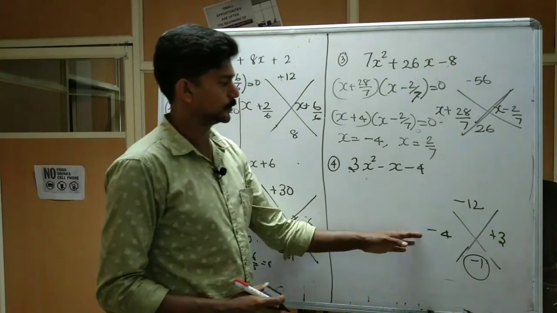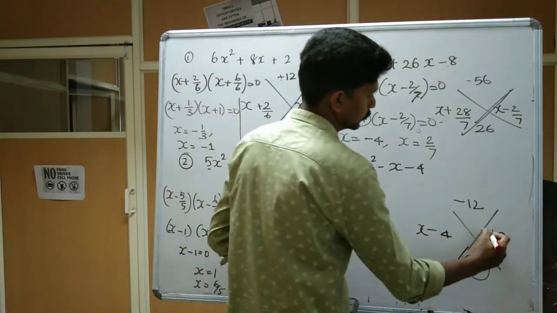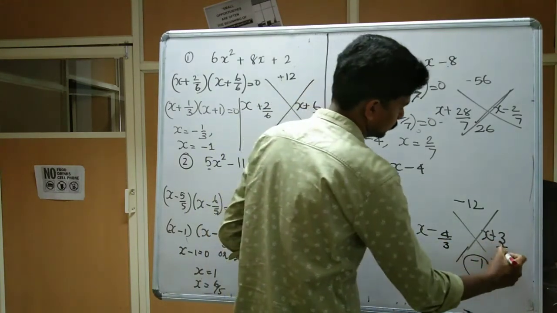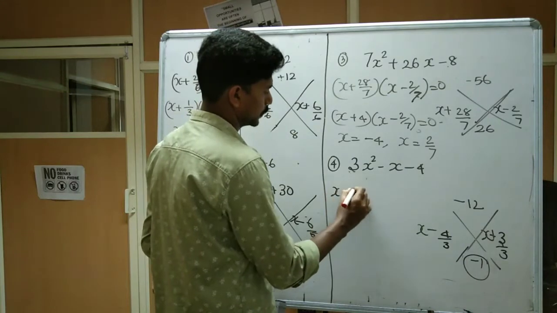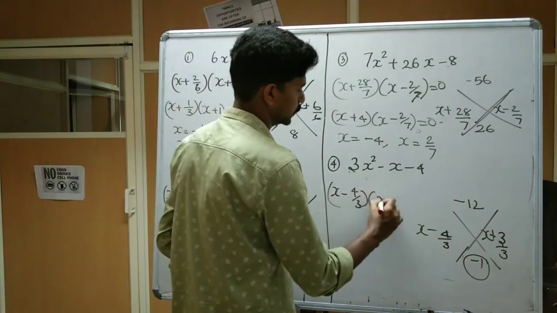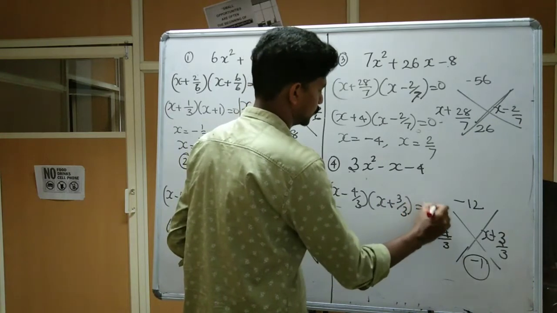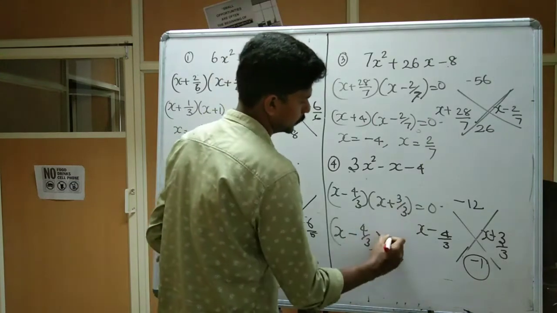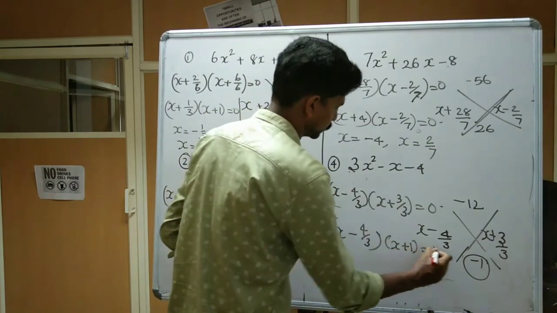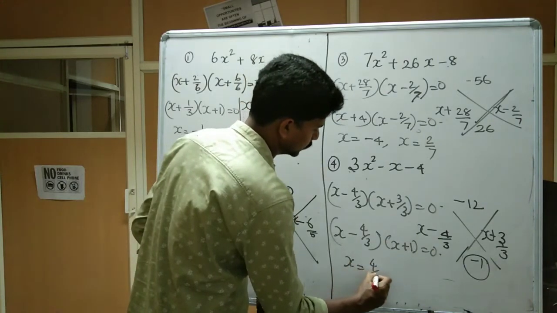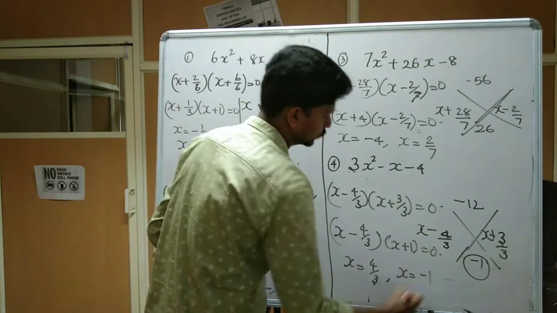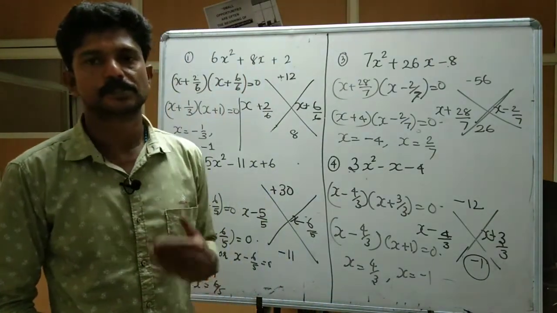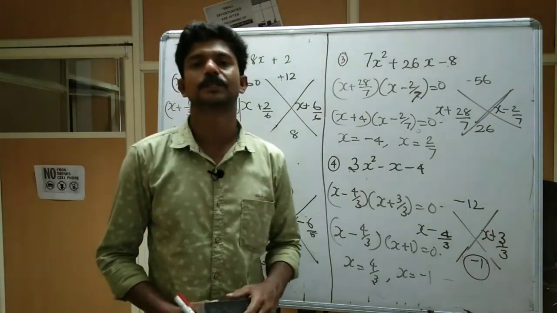Same way for this one, we write x and x, divided by 3. So we write x minus 4 by 3 into x plus 3 by 3 is equal to 0. That is x minus 4 by 3 into x plus 1 is equal to 0. So x is equal to 4 by 3, or x is equal to minus 1. Like that we can find the zeros easily. Hope you understood. Thank you for watching.